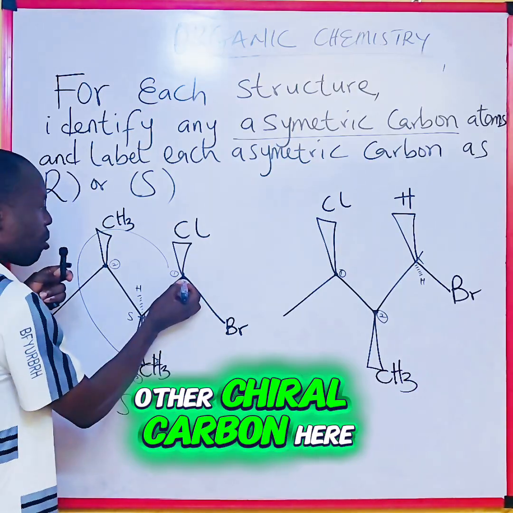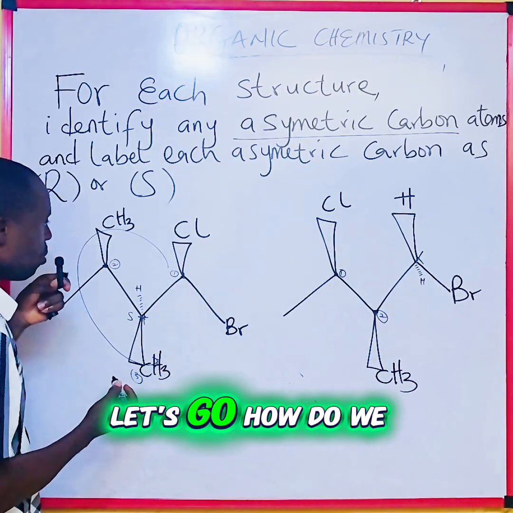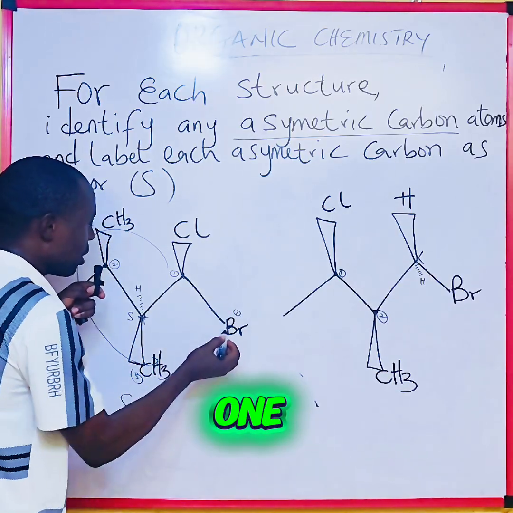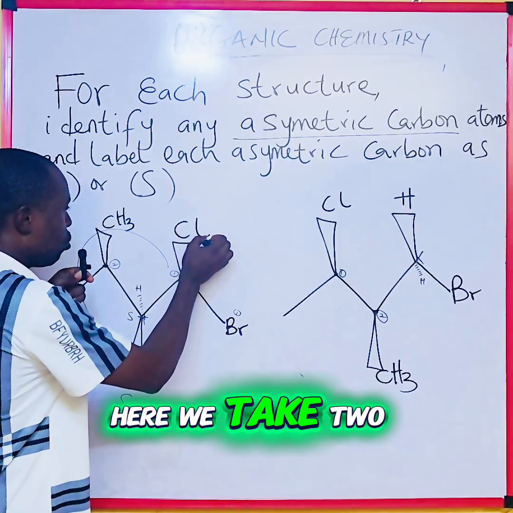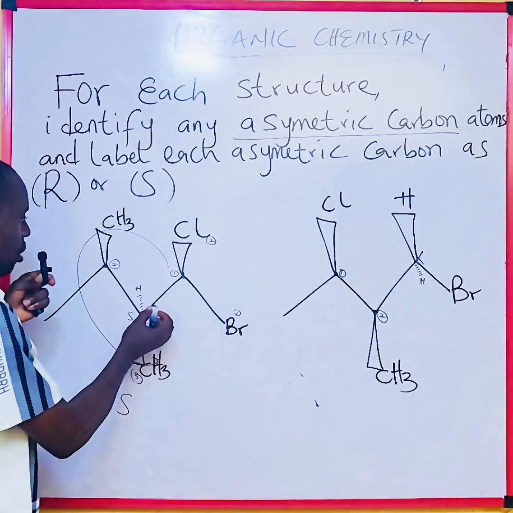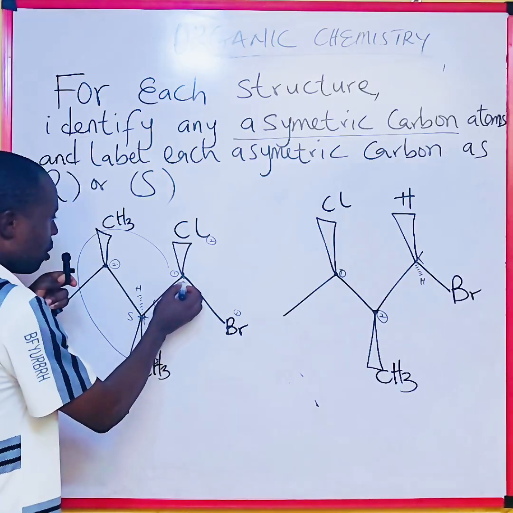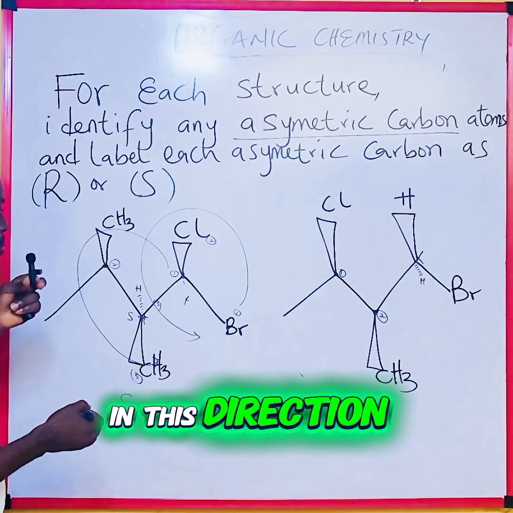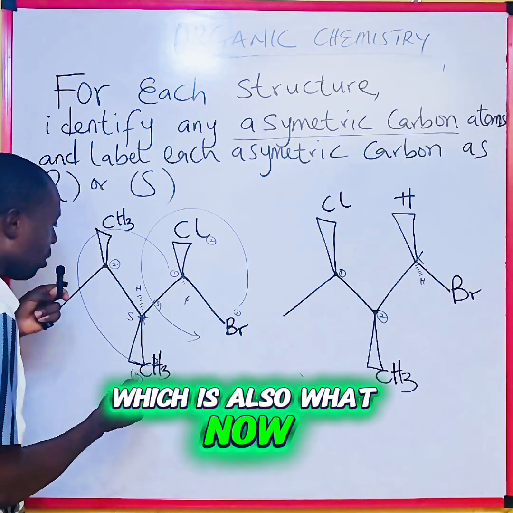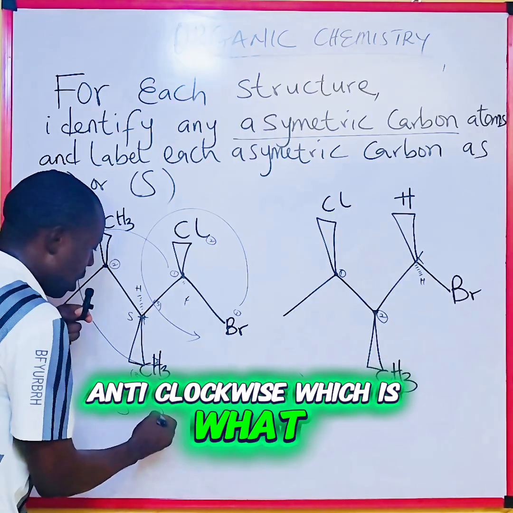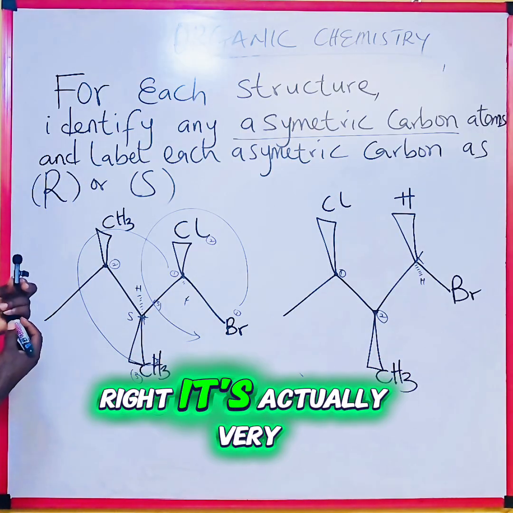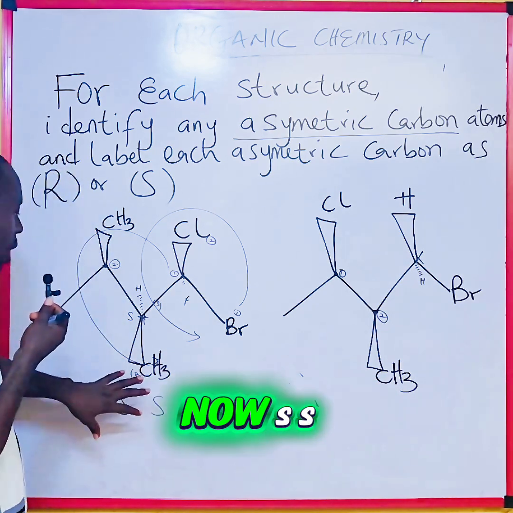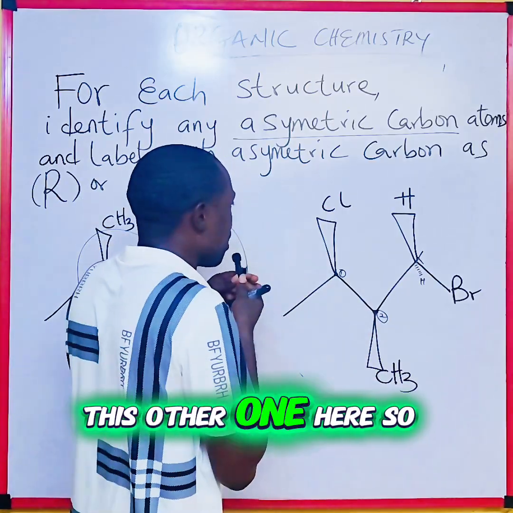Now we'll move to this other carbon here. How do we do it? Here we take 1, here we take 2, here we take 3, here we take 4. So it is also going in this direction, which is anti-clockwise, which is S. It is actually very, very simple. So this is S here.